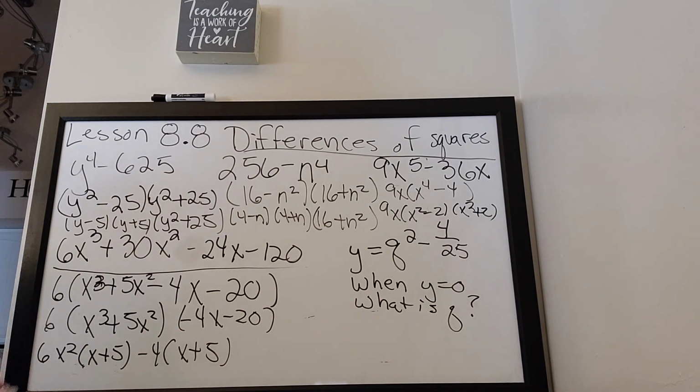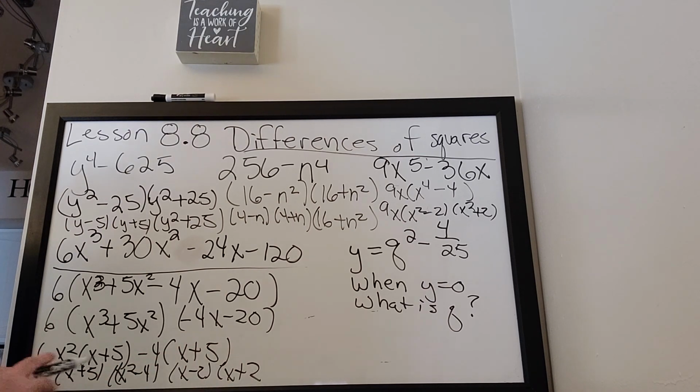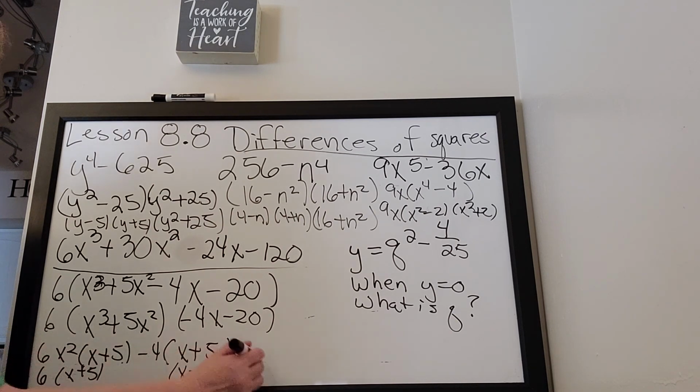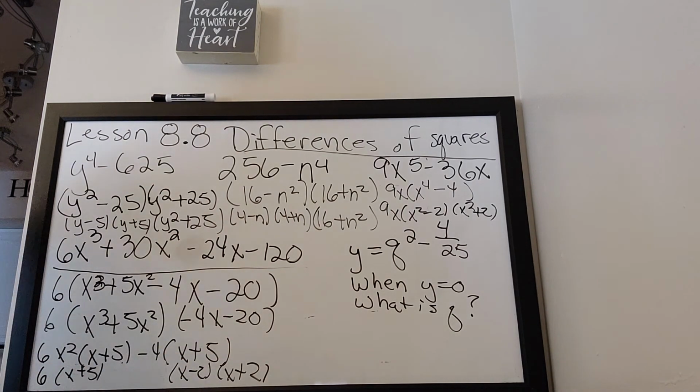So the final answer is 6 times the middle ones that are alike, x plus 5, and then the outer ones, x squared minus 4. Now we're not done because this is perfect squares. So actually, we're going to make that x minus 2, x plus 2, and we have to include the 6 and the x plus 5. So the final answer is right here. A lot of steps on that one, so you have to watch that.